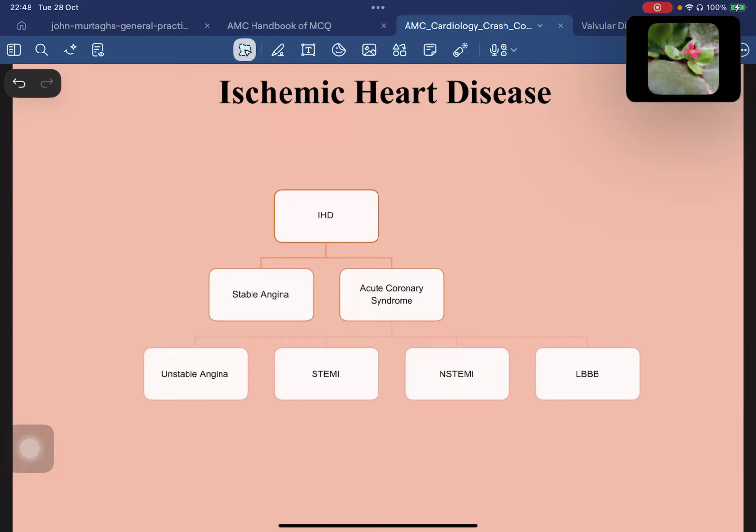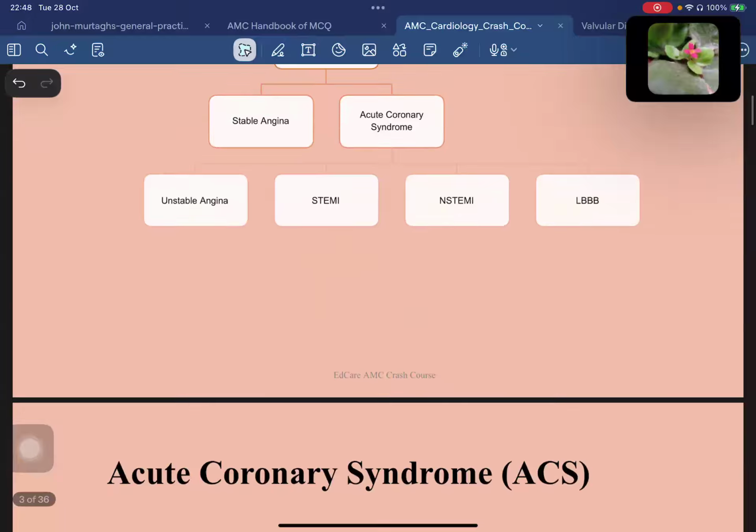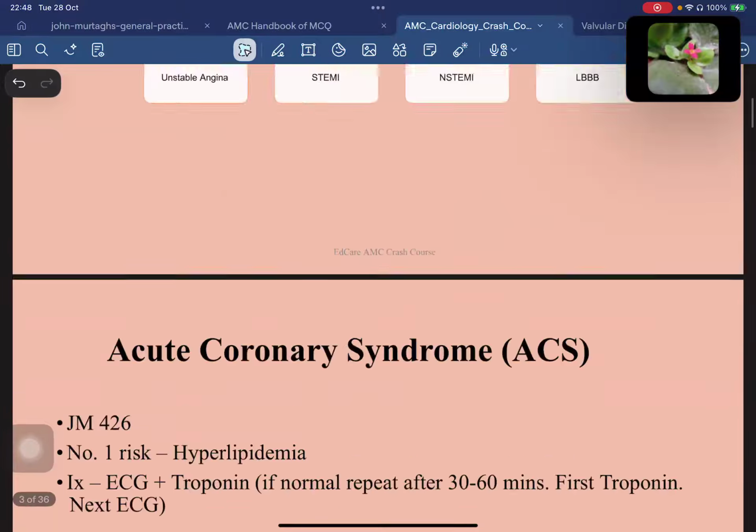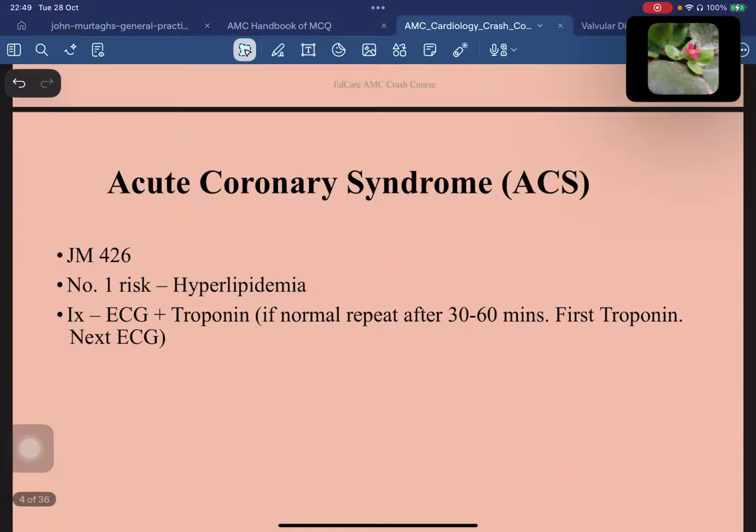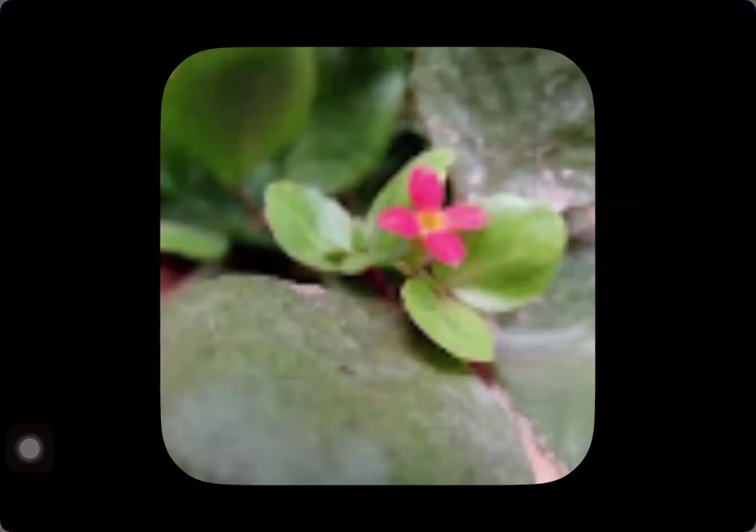And then acute coronary syndrome can also be divided into unstable angina, non-ST elevated myocardial infarction, ST elevated myocardial infarction, and left bundle branch block. That's a basic classification you could do. Along with my little set of slides, I'll be showing you all how I did things with John Murtagh.